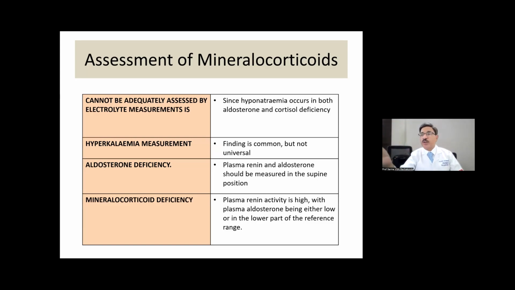Hyponatremia must be on your fingertips. It is very difficult, not easy. Since hyponatremia occurs in both aldosterone and cortisol deficiency, hyperkalemia is a common finding but not universal. For aldosterone deficiency, plasma renin and aldosterone should be measured in the supine position and after 5 to 10 minutes of rest.